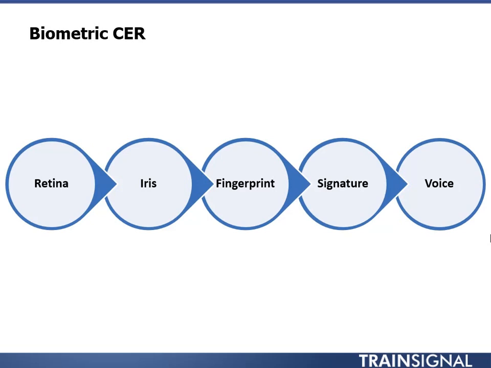This is just another way to visualize the order. Think of these as little greater than symbols. Retinas are better than iris. Iris is better than fingerprint. Fingerprints are better than signature, and pretty much everything is better than voice.